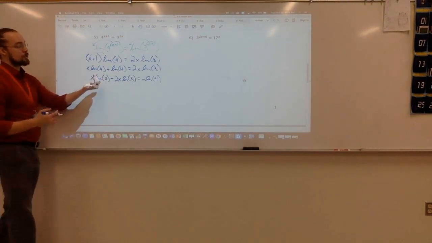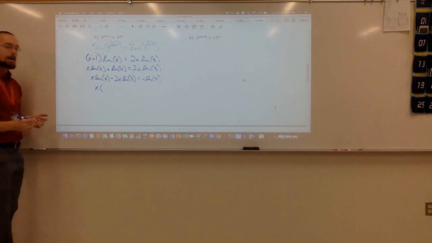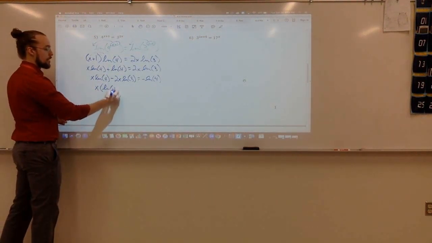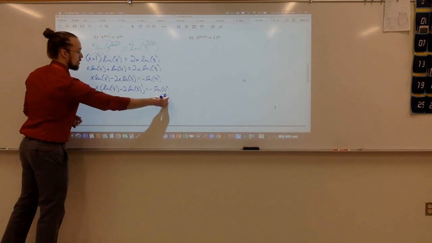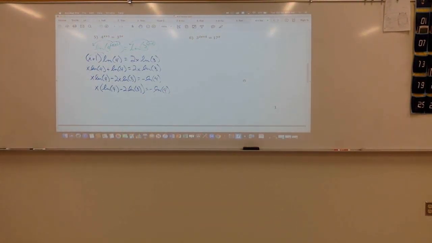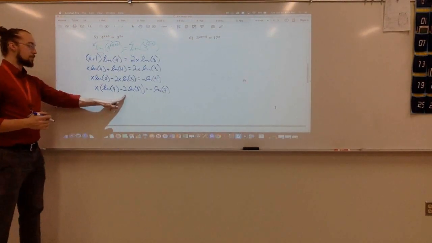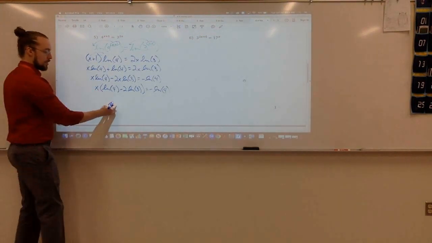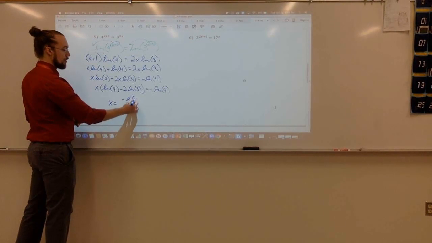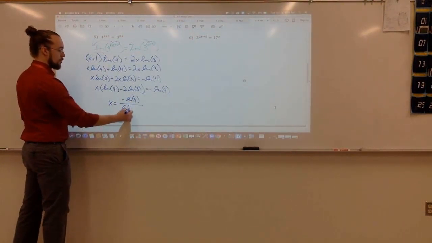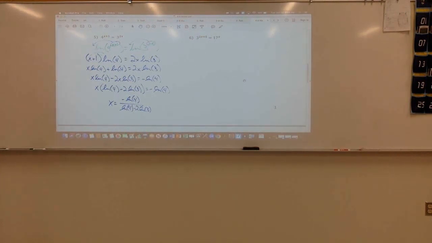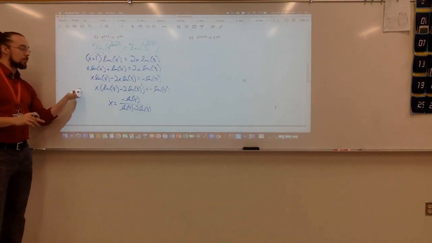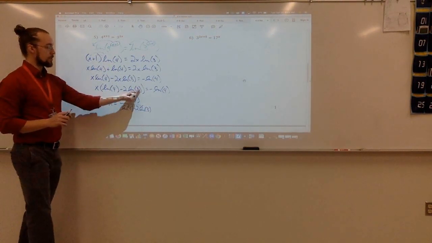So now that I have all of my x terms on one side, I can factor x out. And we'll have x times the natural log of 4 minus 2 times the natural log of 3. Now, I can just divide both sides by this whole thing. We end up with x equals negative natural log of 4 over natural log of 4 minus 2 natural log of 3. Okay, the whole point of getting all the x's on one side is I can factor x out and then divide both sides by this whole thing.